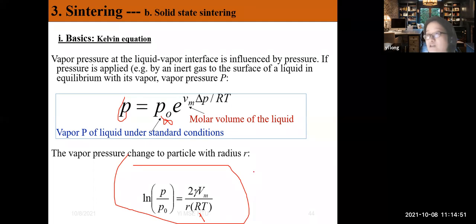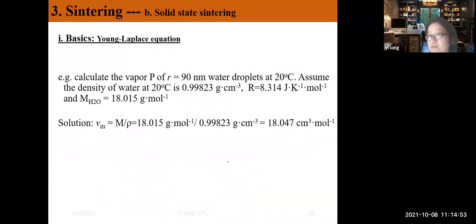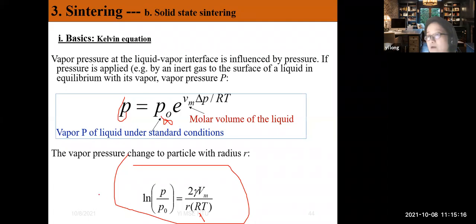So let me give you a very simple example. Calculate the vapor pressure of a 90 nanometer water droplet at 20 degrees. Assume the density of water is this, R is the gas constant, which is this, and the molar weight is this. For 1 mole, what is the weight here? We simply use the one equation we derived here. As I said, it's not required, but I just want you to have the concept.